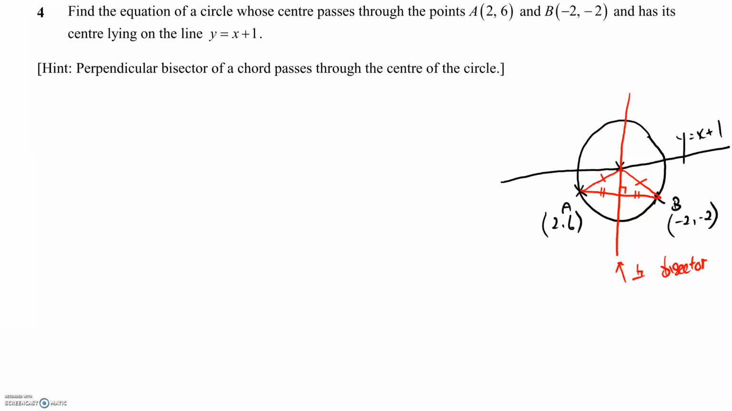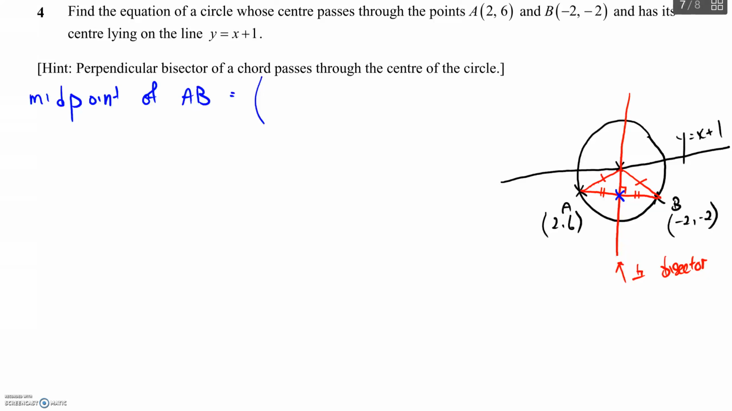Remember, our aim is to find the equation of the perpendicular bisector. But before we can do that, there are a few things we need to find. We will need to find the midpoint of AB. We will need to find the gradient of AB before we find the gradient of the perpendicular bisector of AB. So in that order, let us get started. First, we would like to find the midpoint of AB.